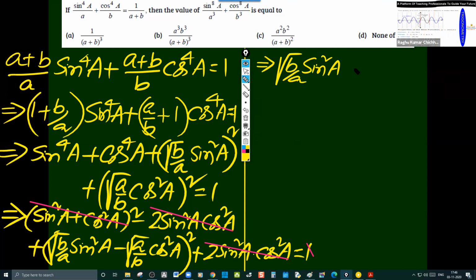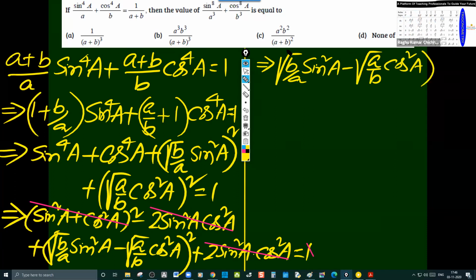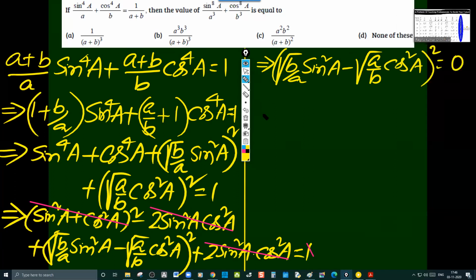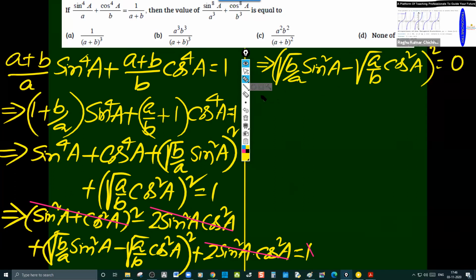Because all the terms are getting cancelled, this is only remaining: cos square A whole square is equal to 0. Correct or not? This sum cancelled, 1 also getting cancelled, is equal to 0. Taking square root on both sides.